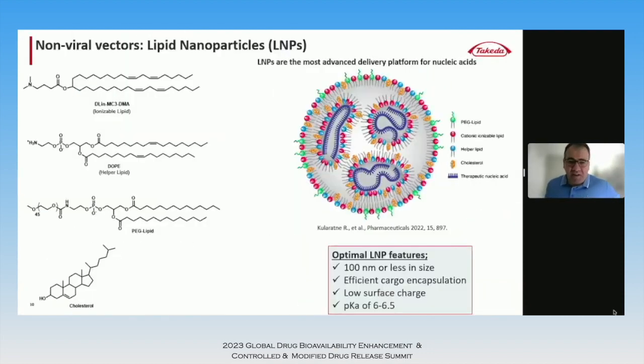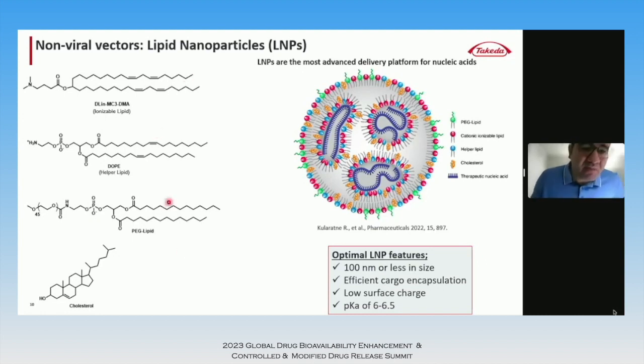Okay, so we have the larger cargos, and the only option, if you want to go with the non-viral, particle-based approaches. There are a wide range of biocompatible materials which are designed to complex, encapsulate, and deliver this nucleic acid. Among them, LNPs represent the most advanced platform for systemic delivery. If you look at here, this LNP is usually composed of 4 lipids.